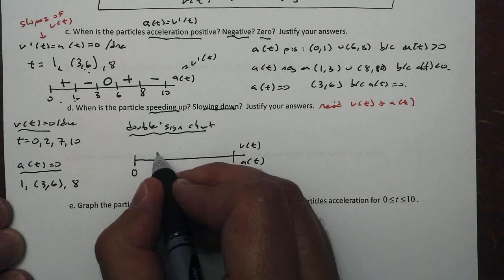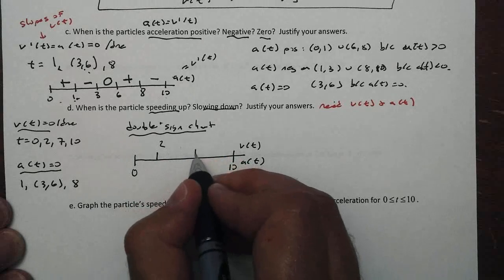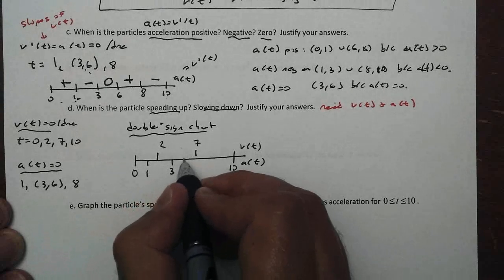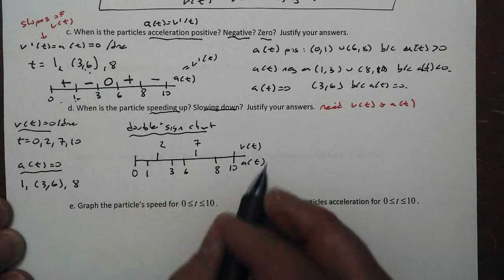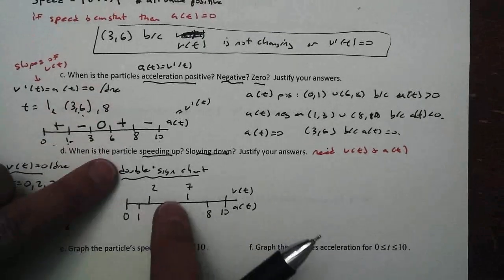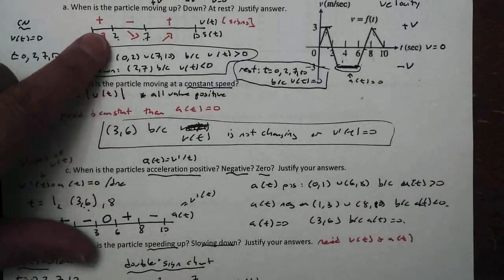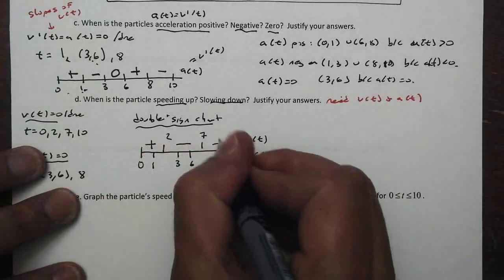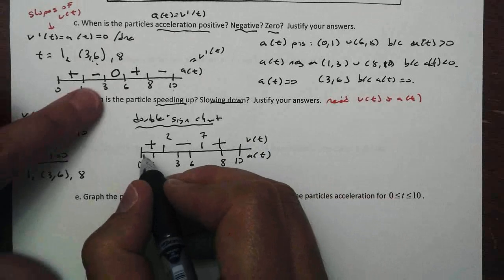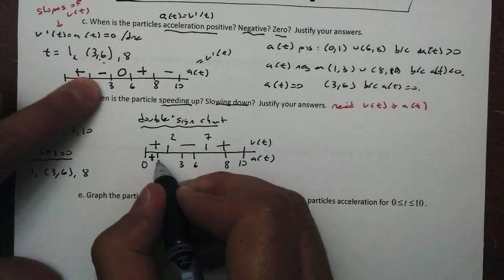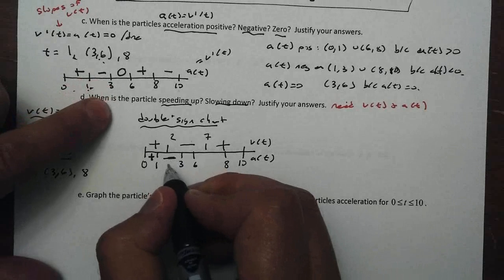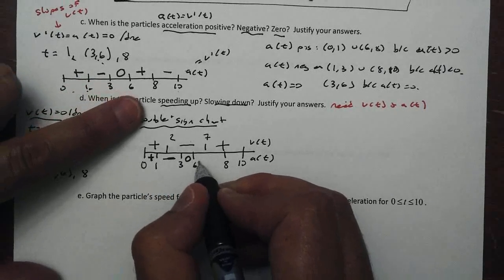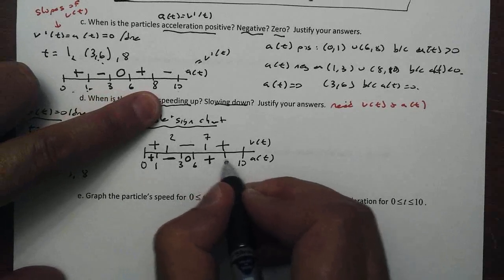So velocity: 0, 2, and 7. The bottom: 1, 3 to 6, and 8. Now I want to do my signs. I already have my signs for both of these. For example, velocity was positive, negative, positive. So I can just go and write that in there. Positive, negative, positive. Acceleration was positive, negative between 1 and 3, 0 between 3 and 6, between 6 and 8, positive, and then negative from 8 to 10.